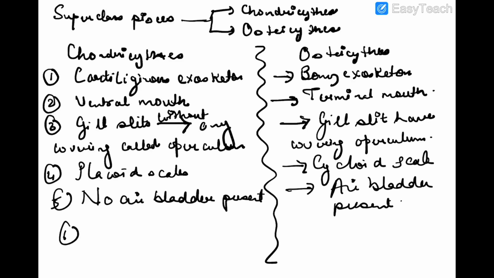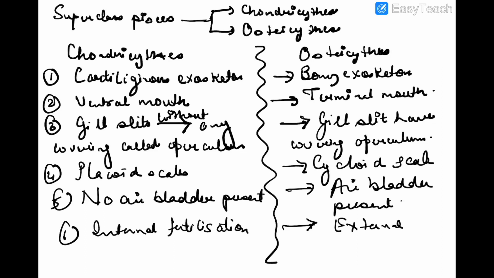In chondricytes, there is internal fertilization. That means fertilization inside the body of the female. Whereas in osteocytes, there is external fertilization. That is fertilization outside the body of the female.